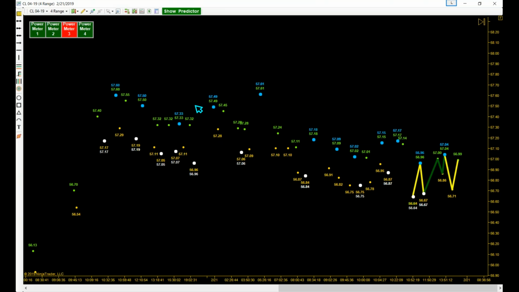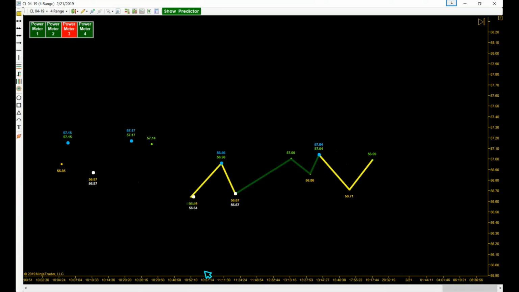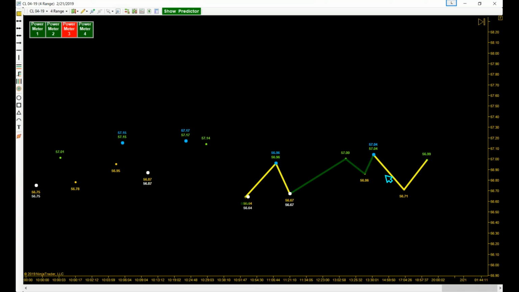So maybe some retracing. And this is a real chart, by the way, for anybody that's not been in my webinars before. This is actually a chart of oil, and this is without any prices on it, but the prices are really there. It is choppy.